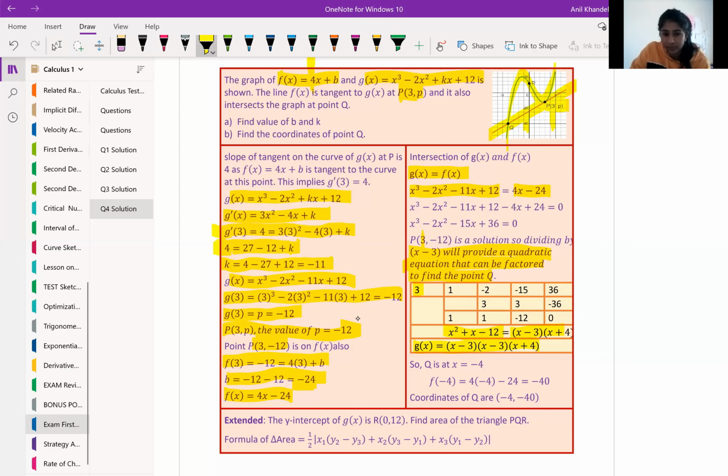You get all three factors for the function g of x, correct? Yes. So how do you find q now?